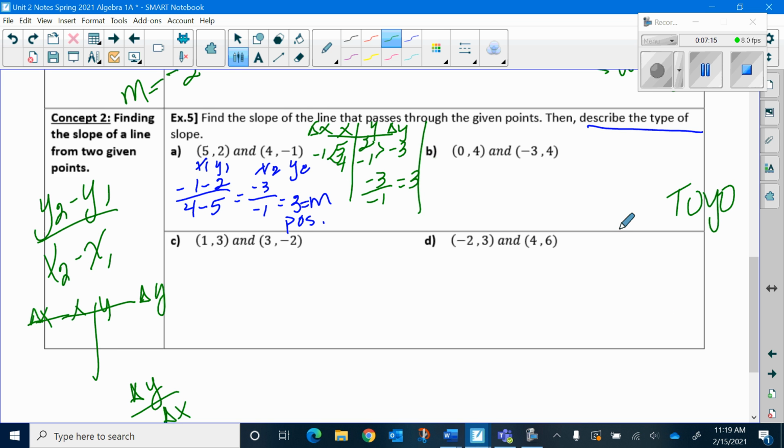I will tell you B should end up being a 0, 0 equals m. C should end up with negative 5 halves equals my slope. And D should end up being 1/2 equals my slope. And make sure you give me a description.